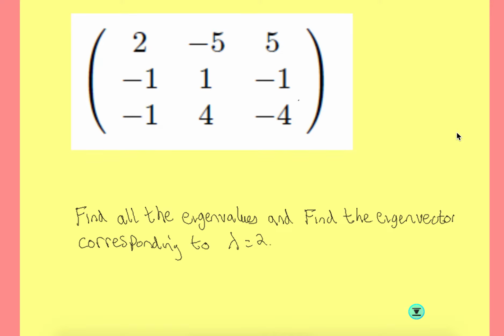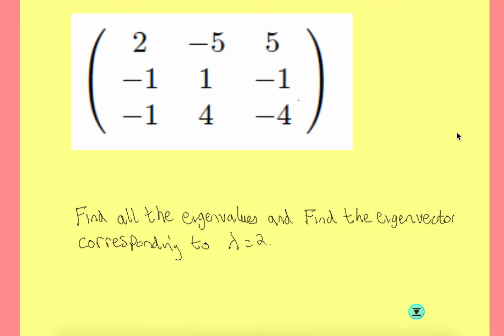Eigenvalues and eigenvectors. I just thought I would start by doing this revision question here. So can you please have a look at that matrix, and I want to find all the eigenvalues and then find the eigenvector corresponding to lambda equals 2. Now, hopefully, depending on whatever way you get your eigenvalues, you'll get the same results as me.